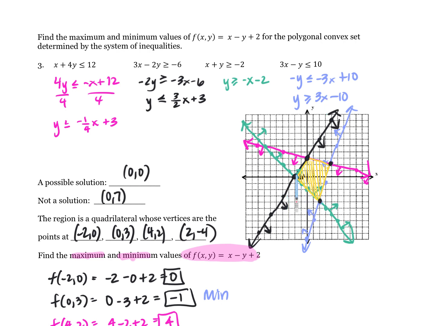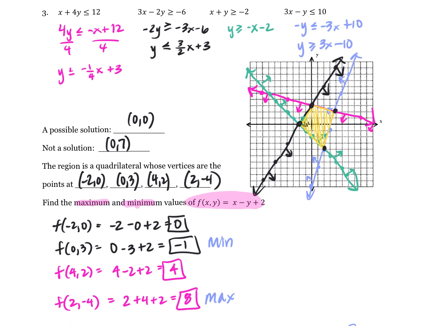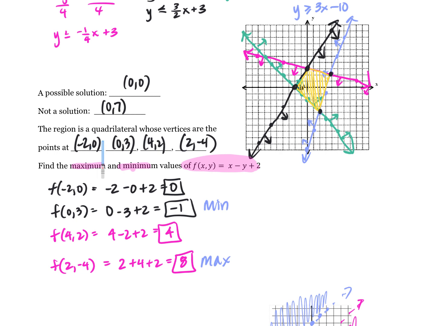And I was left with this cute little kite. This kite has the following vertices. Again, just pause it to see if you can also get these vertices. And then we plugged those vertices into this equation. Negative 2 for x, 0 for y, plus 2. Getting me a minimum of negative 1 and a maximum of 8.